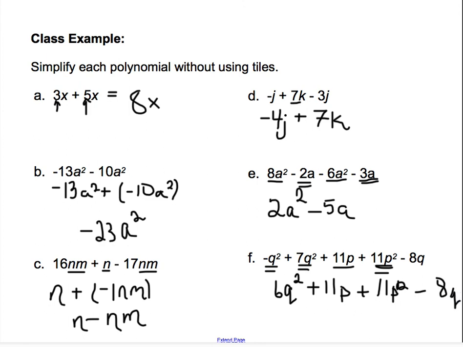Okay, so that's how we would simplify polynomials without using tiles. We can think about them using tiles. We can change subtraction statements to addition statements if that will help out. And we also have to keep in mind that we can only simplify terms that are like. If they're unlike and they don't have another like term to go with, then you just leave them alone.